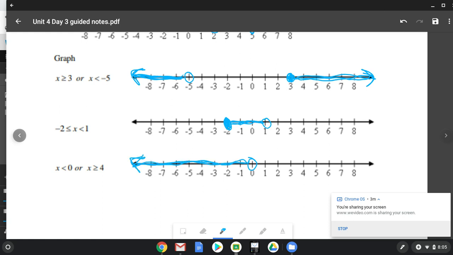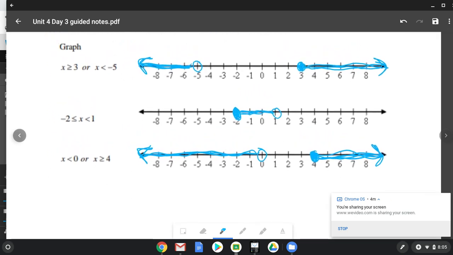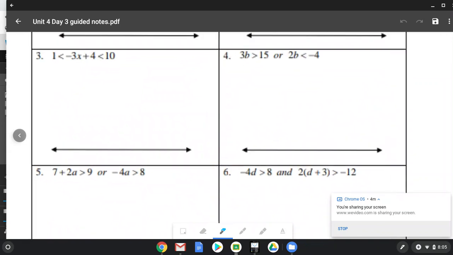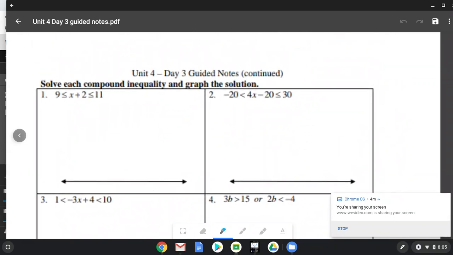And then greater than or equal to 4 is a closed circle at 4, shaded to the right. And that's what it would look like for the third one down. So those are the three for the graphs that we started with here. The next section is a little bit of solving problems now, okay?